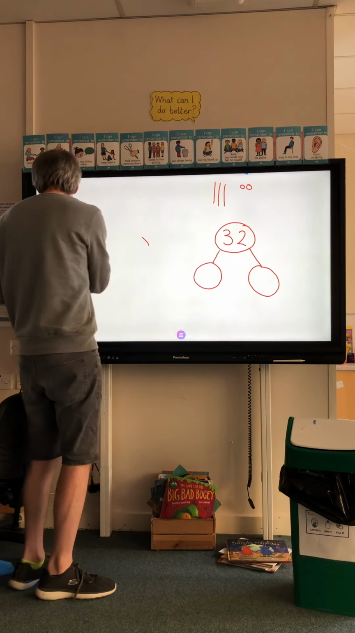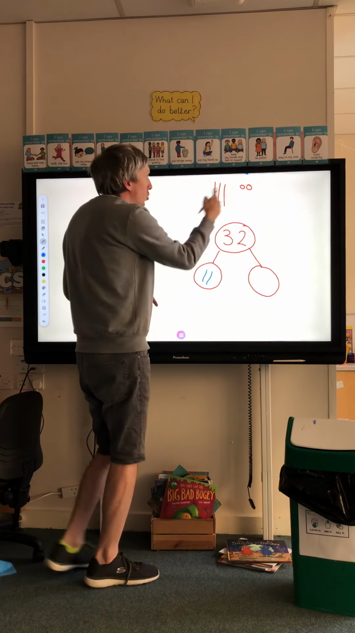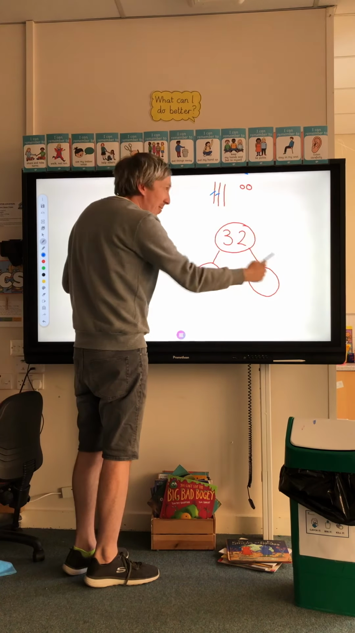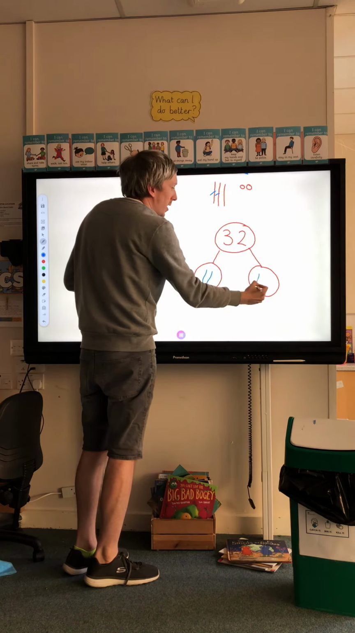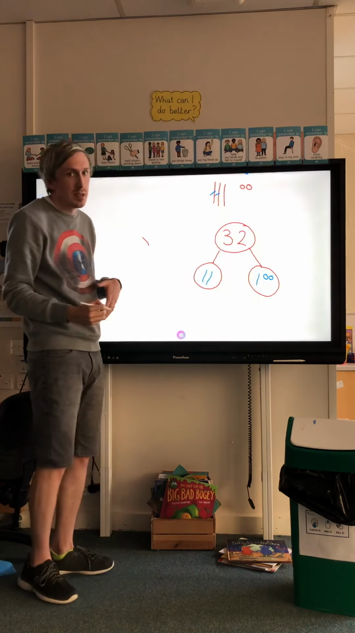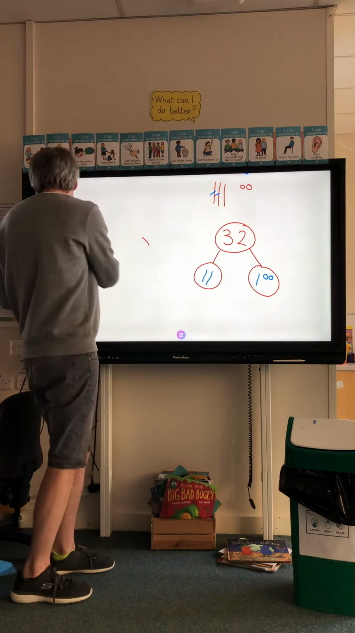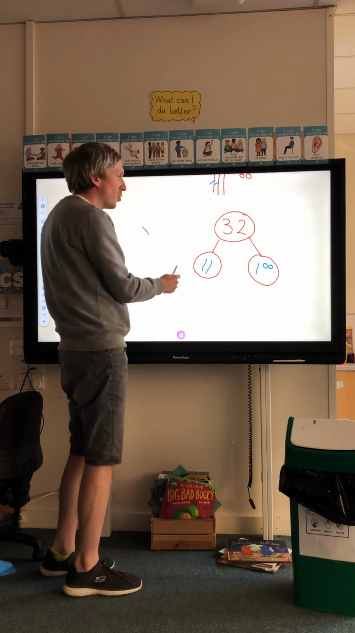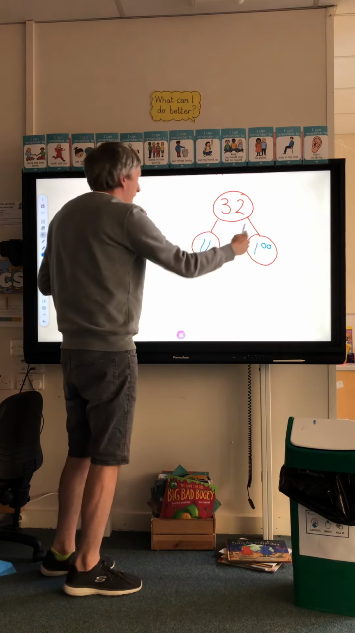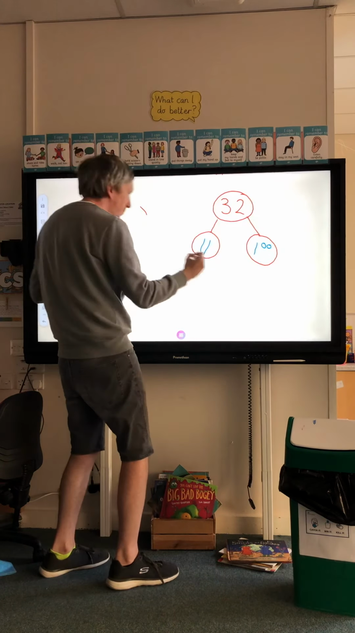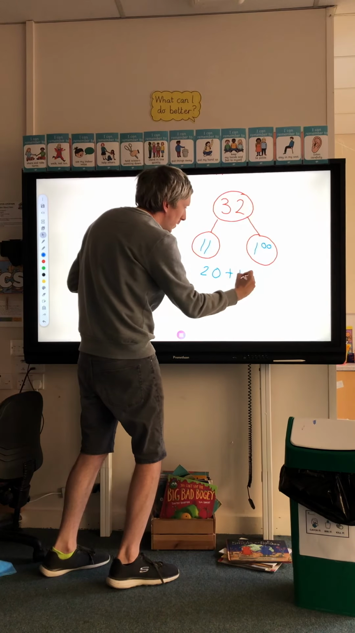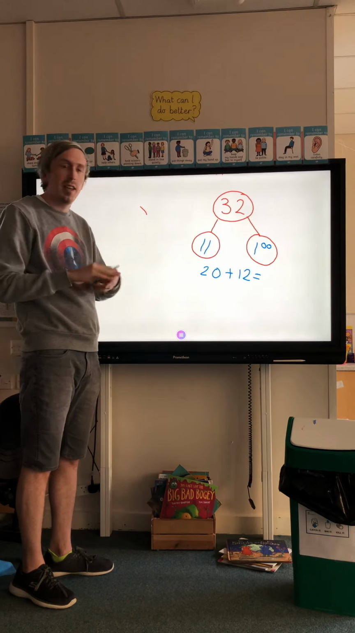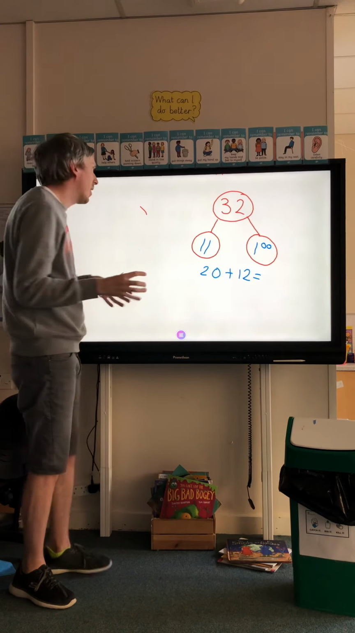So I might decide, well, actually, I'm going to put two tens here. So I've used up two of my tens, so I'm going to cross them out so I don't forget. And then what I've got left, I'm going to put in this side. So I've got one ten, and I've got two ones. So actually, 32 isn't just made up of three tens and two ones, or 30 and two. It's also made up of 20 and 12. And I can write that underneath. So I can see another way. If you want to pause it and watch it again, do that. If not, we're going to do one more in a minute so you can kind of remember how it works.